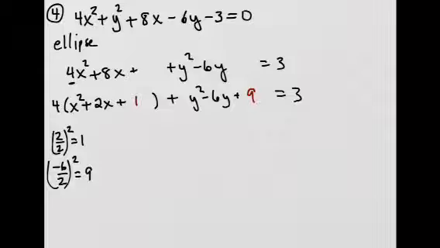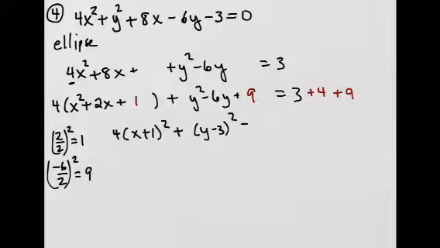Now whatever you do on one side, you have to do on the other. I physically wrote a 1, but I really added a 4 right here because it's 4 times 1. So I added a 4, even though I physically wrote a 1. So I'm going to add 4, and then the 9. Okay, so now I'm going to factor. And then add on this side, so that gives me 16.